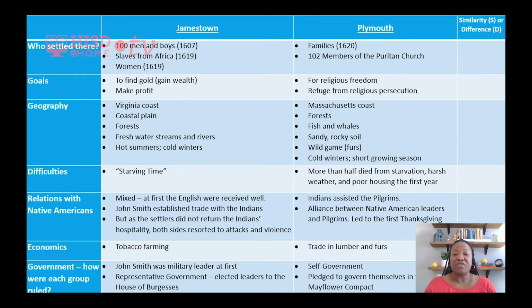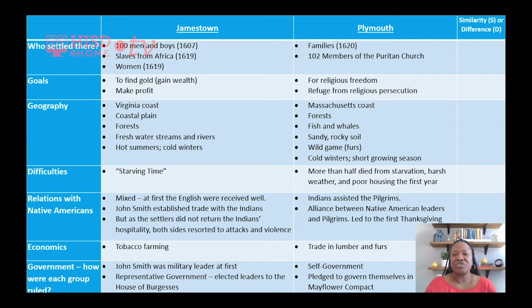The geography of each place. It looks like in Jamestown, they were on the coast. They had forest. They had freshwater streams with rivers, but they had hot summers and cold winters. In Plymouth, it looks like they were off of the Massachusetts coast. They had forests that were there. There was fishing available, but the soil was sandy and rocky. Cold winters and a short growing season.